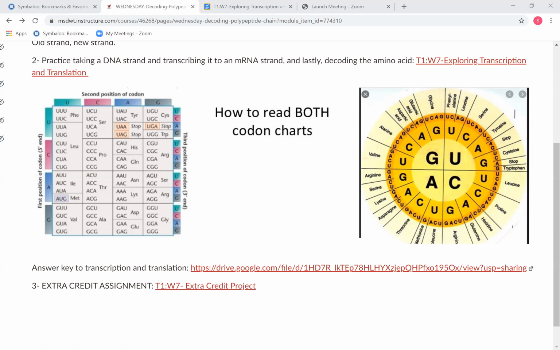AUG is MET. MET is the protein that you're going to put down as your answer if you have AUG as your codon. This is your codon. This is your amino acid or protein that you're going to list there on that page. Now, yours may be different. You have to look and see what your code is.